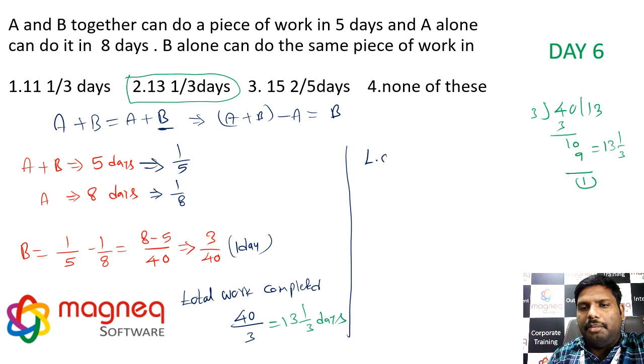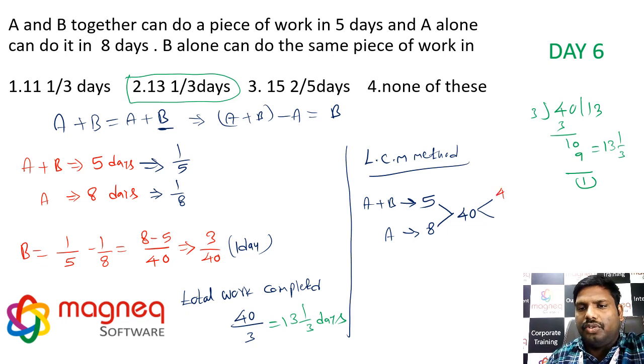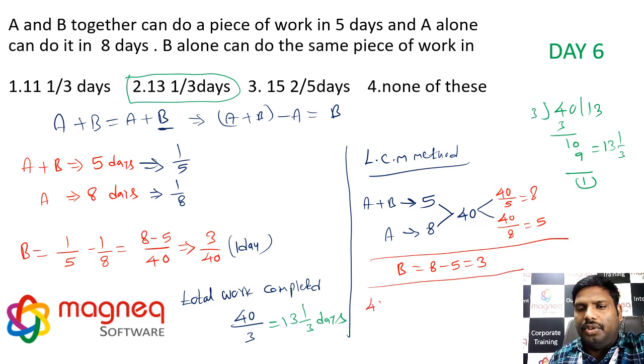Next, by using the LCM method, A and B together can complete it in 5 days. A alone can do it in 8 days. Their LCM is 40. So 40 by 5 means 8, and 40 by 8 means 5. B equals 8 minus 5, which means 3. So there are total 40 units, and at 3 units per day it means 13 1 by 3 days.